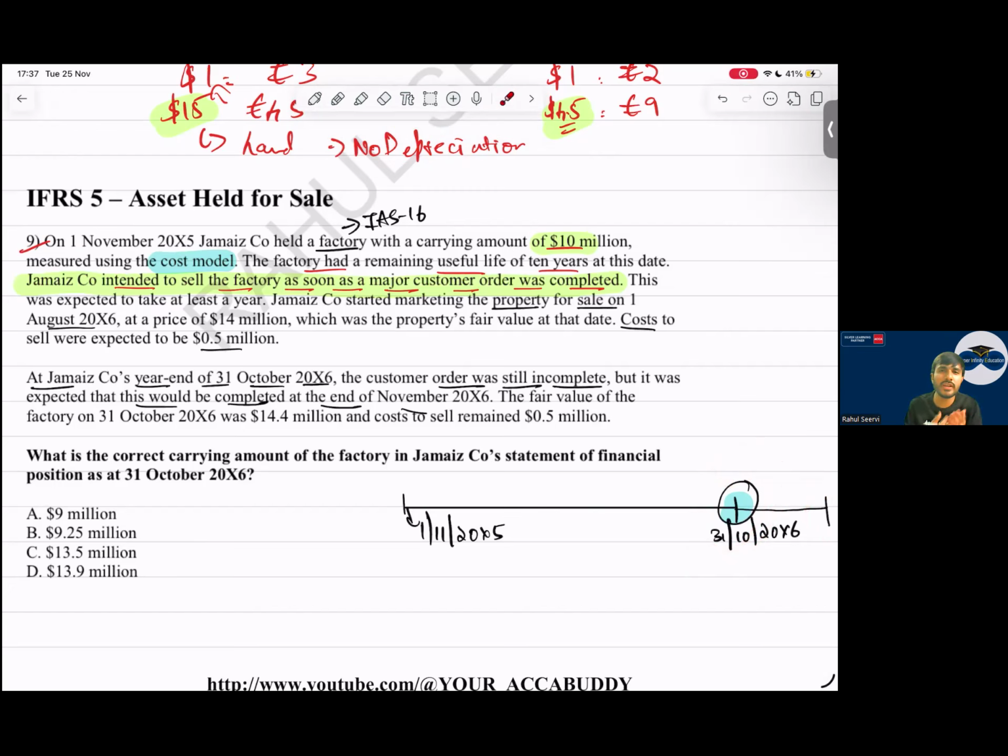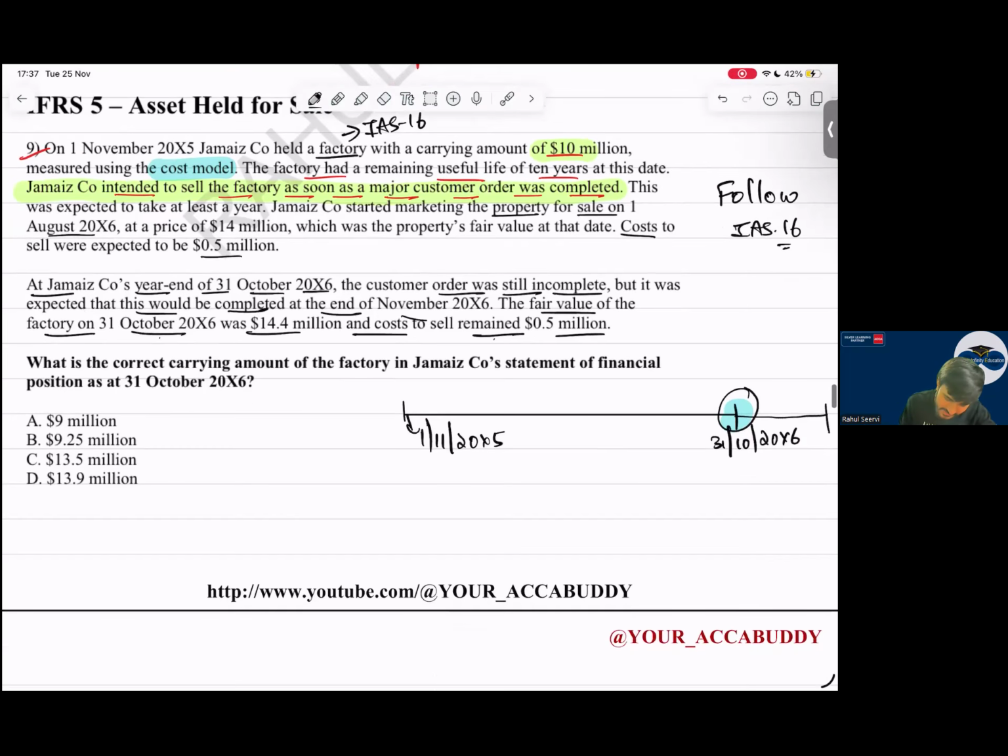Whatever is the accounting treatment in IAS 16, follow that. See now, the fair value of the factory on that date was 14.4 million and the cost to sell remained at 0.5. Now say the asset is not classified as held for sale. Then we will follow IAS 16 normal accounting. Sir, which model? Revaluation model or cost model? Cost model, sir.